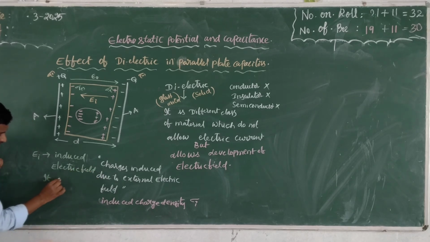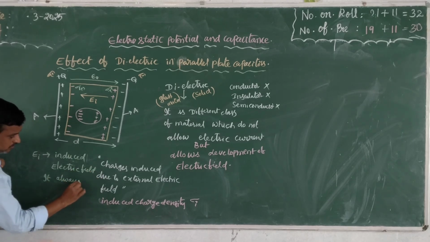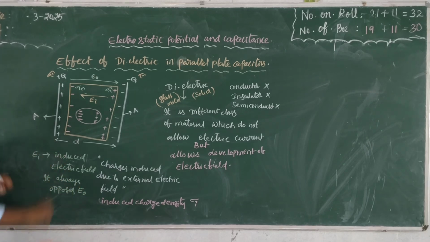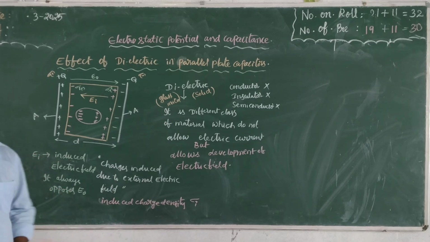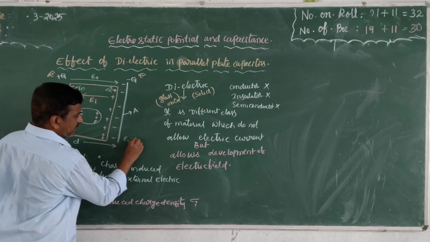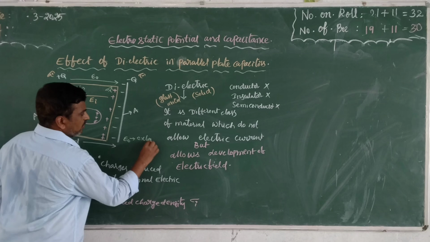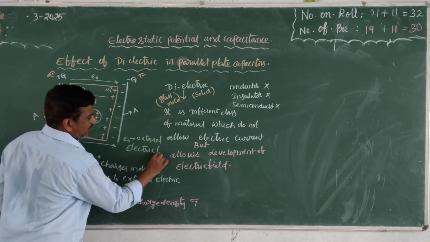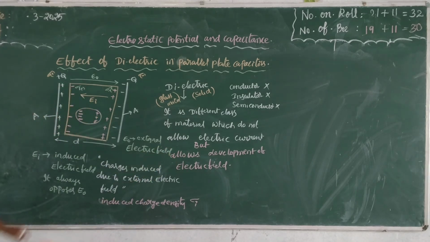It always opposes the external electric field. See, EI is the induced electric field. It always opposes E naught. Is it visible? Yes, okay. E naught is the external electric field.